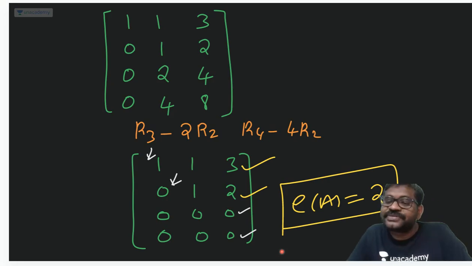Any queries? Any innovative thoughts on echelon form? Understood?